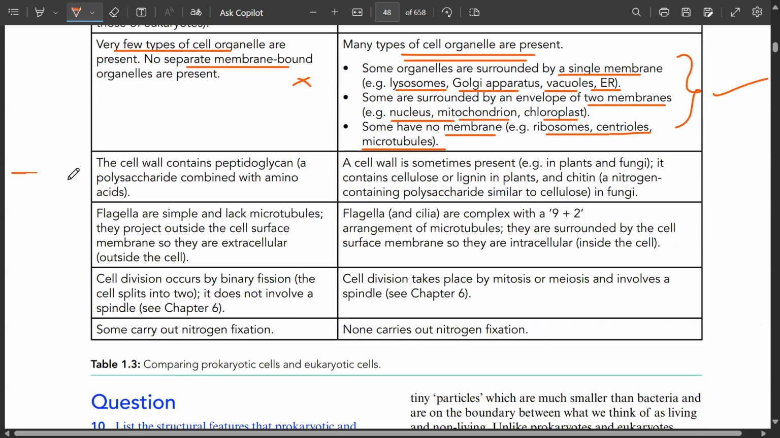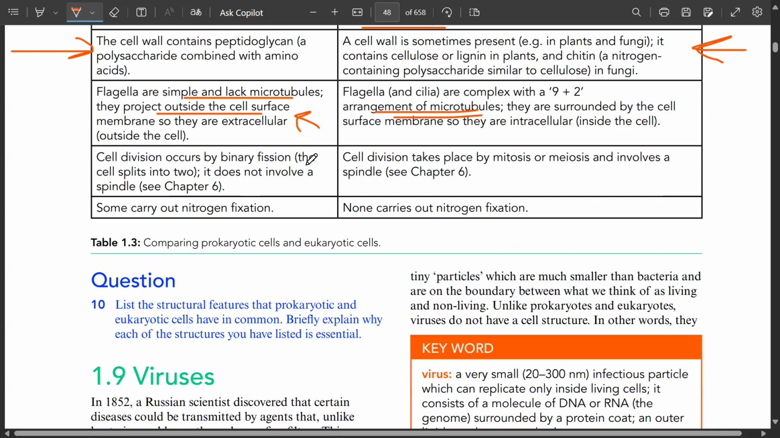And what's the difference of cell wall? Bacteria has peptidoglycan, but in eukaryotes, plants have cellulose, and fungi have chitin. Good. Then flagella are simple and they lack microtubules. They project outside the cell surface membrane in prokaryotes, but over here they are only arranged in microtubules inside the cell. Cell division occurs by binary fission when we talk about prokaryotes, and cell division takes place by mitosis or meiosis when we talk about eukaryotes.